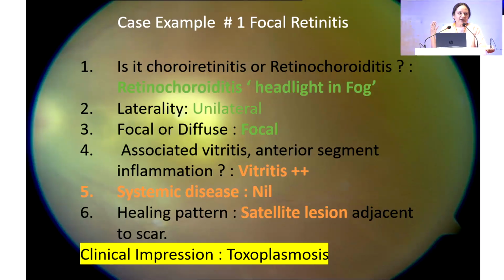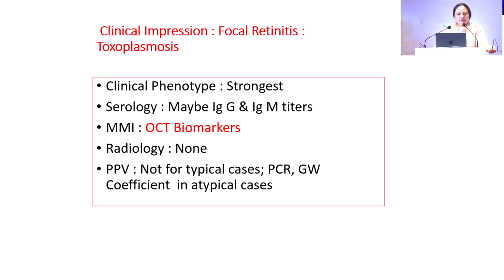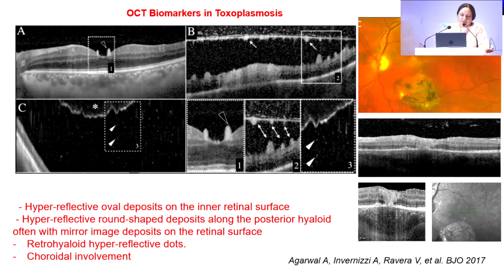So what is the clinical impression? Toxoplasmosis. Is there any differential? No, there is none. So what will you do? Clinical phenotype is the strongest. Would you do serology? Probably not. We used to do toxoserology a long time ago. Nowadays, it has absolutely no role. MMI, yes, you can look for OCT biomarkers, and other things do not have a role.